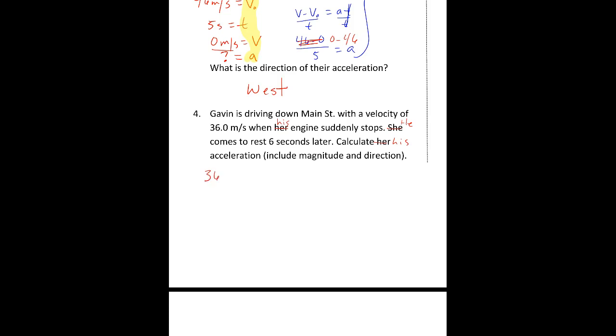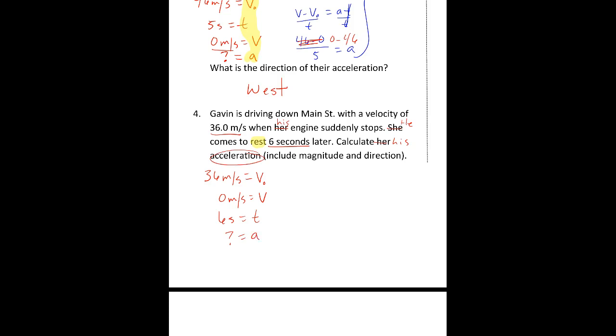So I identify my knowns. The number is given to me in the problem. 36 meters per second. That's going to be initial velocity. His engine suddenly comes to a stop. He comes to rest. So another key word there, rest, comes to a rest. That means that his final velocity is 0 meters per second. And 6 seconds is the time. And we want to know again what the acceleration is.